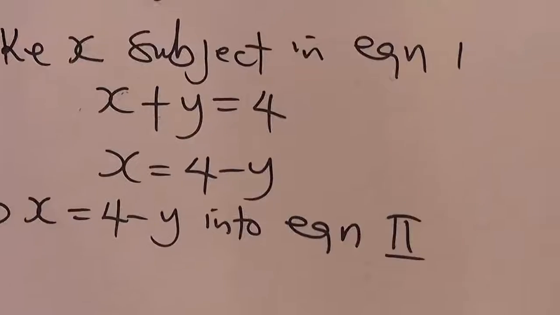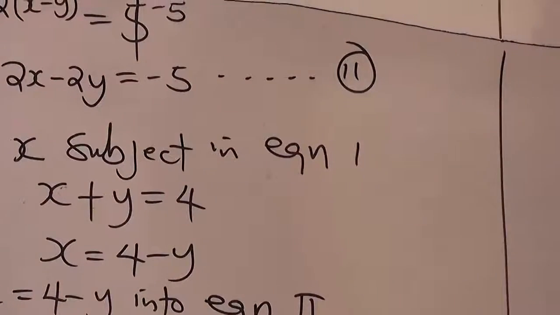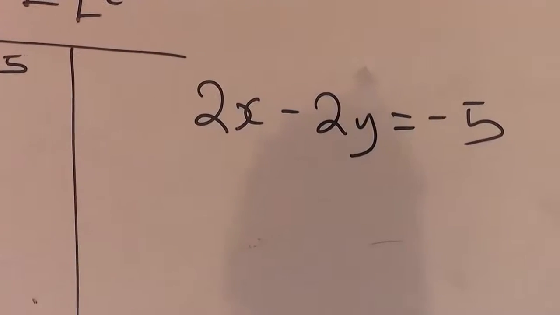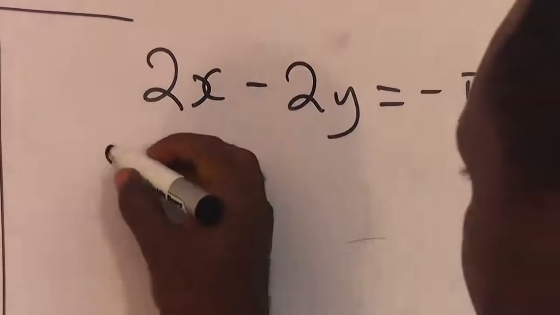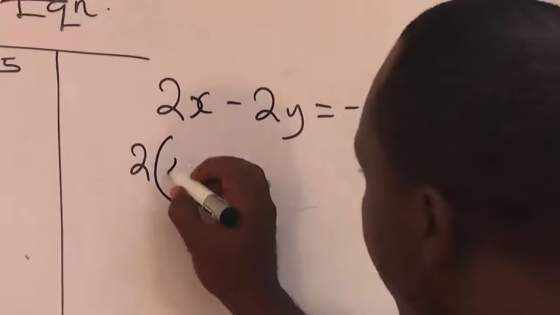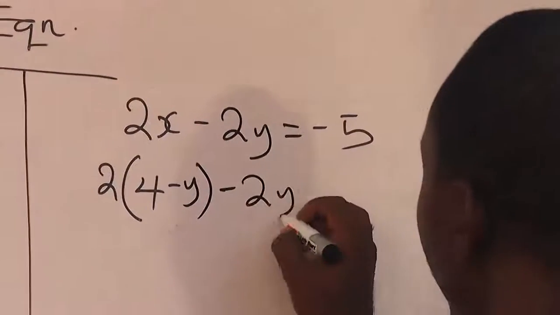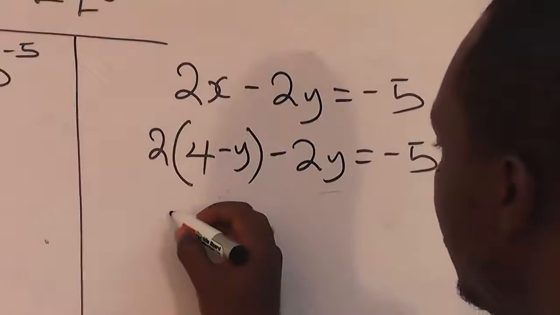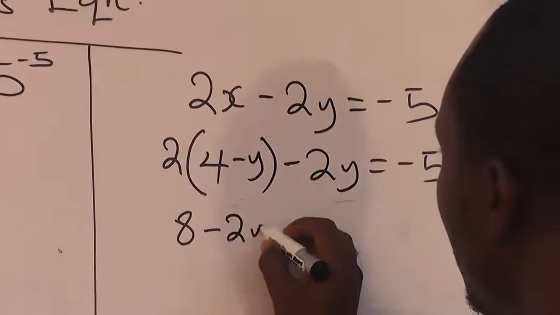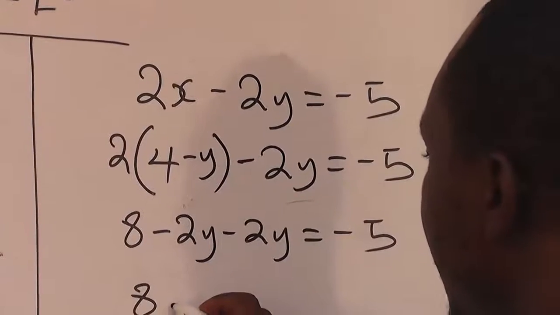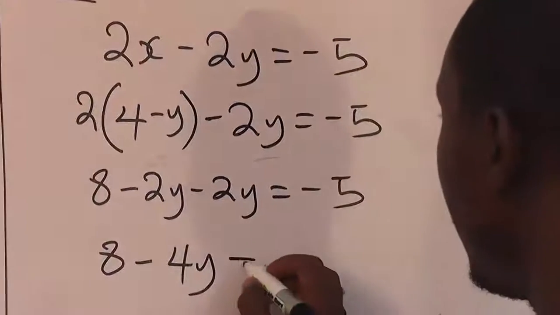Now permit me to move to this other side of the board. Now if we substitute, don't forget our equation 2 says 2x minus 2y is equal to minus 5. Now if we substitute the value of x, this will be 2 into bracket 4 minus y, because x is equal to 4 minus y. Minus 2y is equal to minus 5. So if you open your bracket, you have 8 minus 2y minus 2y is equal to minus 5. Then this will be 8 minus 4y equal to minus 5.